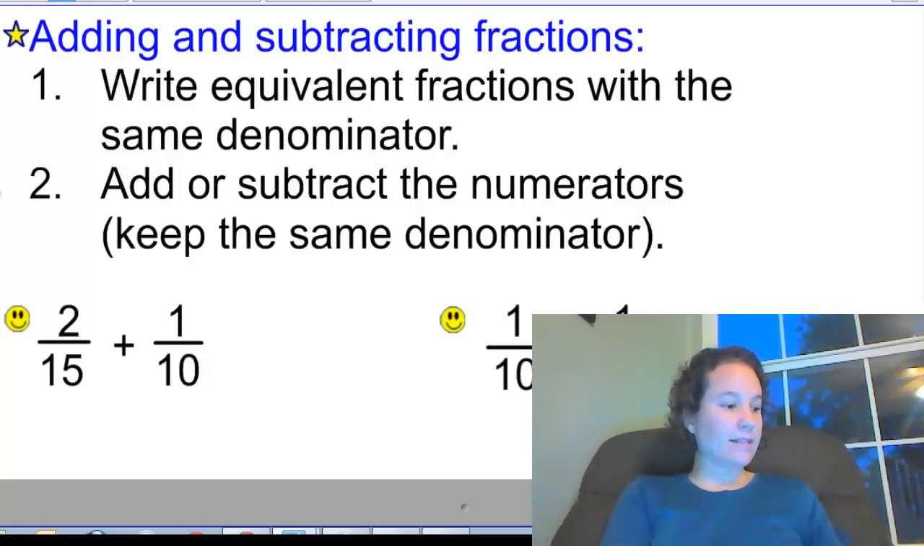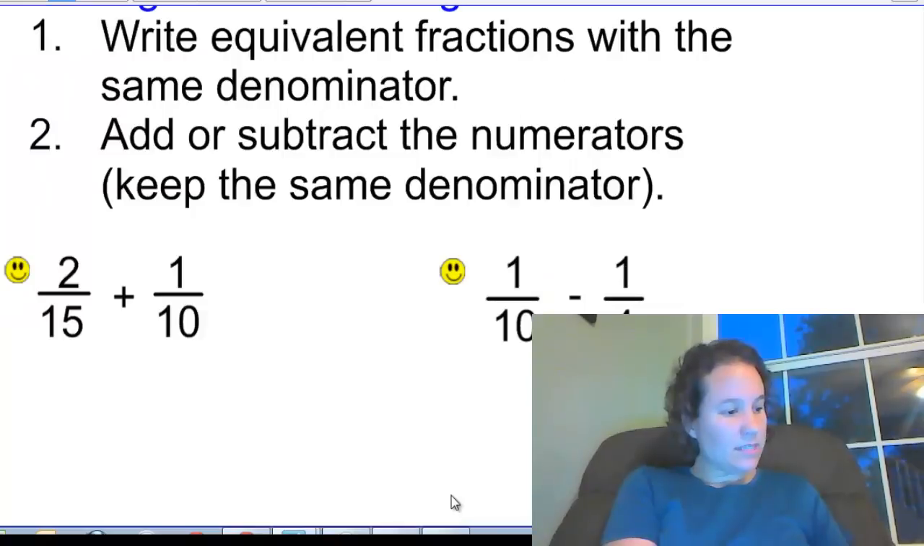So we have to look at 2/15 and 1/10 and think about what is the least common multiple of those two numbers. What is the smallest number that both 15 and 10 can divide into evenly? Now, the smallest number that I can think of would be 30, so I'm going to use 30. It doesn't actually matter if it's the smallest, but it just makes everything easier to work with if you can find the smallest.